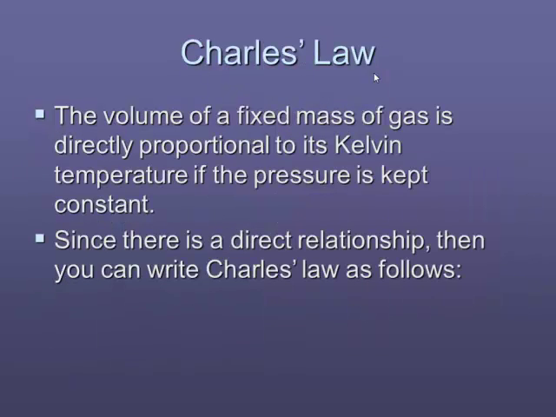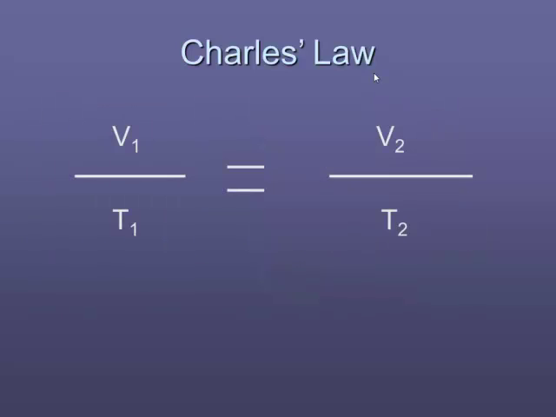Charles's law, a little bit more. The volume of a fixed mass of gas is directly proportional to its Kelvin temperature if the pressure is kept constant. Since there is a direct relationship, then you can write Charles's law as follows. So this is Charles's law. V1 over T1 is equal to V2 over T2. Now there's a couple stipulations. Make sure that you always keep your volume in liters only. Make sure you also keep your temperature in Kelvin only. Very strict guidelines when you use Charles's law.